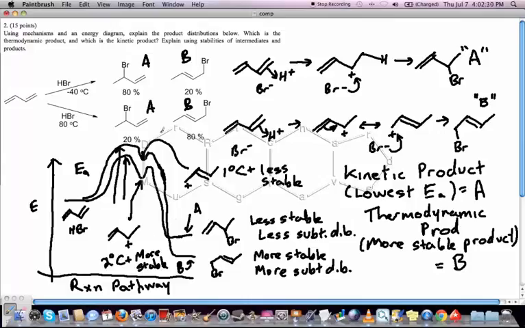Now, if we have enough heat available, what's going to happen is that it will be able to get over both of these, but it will prefer to go for the higher one because it produces, in the end, the more stable product. So that explains why, at higher temperature, we get most of this one formed, because we're going to use a thermodynamic pathway at high temperature, and we'll use a kinetic pathway at low temperature.